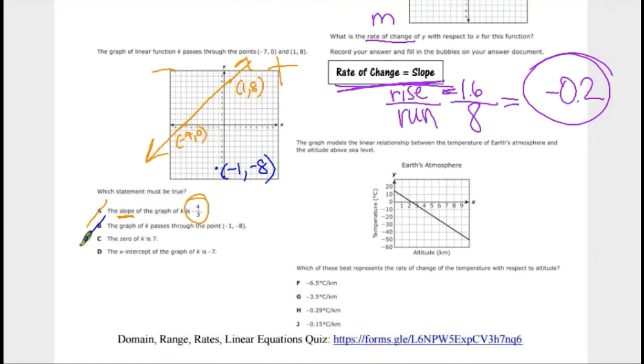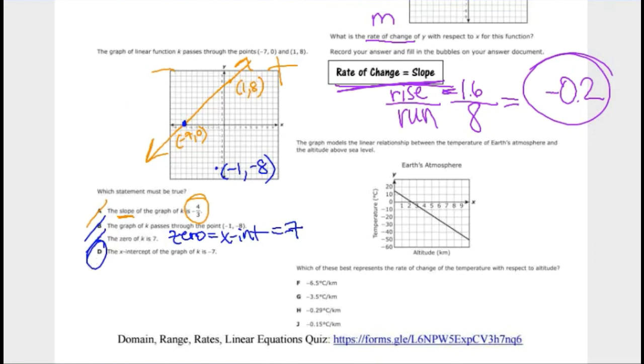C says the 0 of k is 7. Well, guys, 0 is another word for your x-intercept. And if I look at my x-intercept up here, that's negative 7. This says positive 7. Okay, so it can't be our answer. D says the x-intercept of the graph of k is negative 7. And you know what, guys? We just said that, so the answer is D.